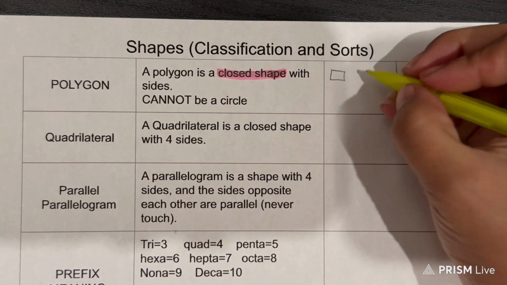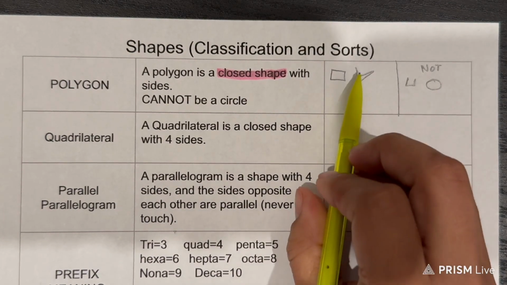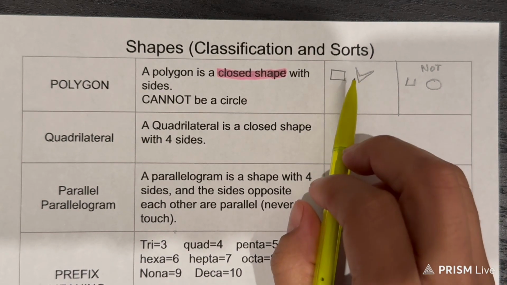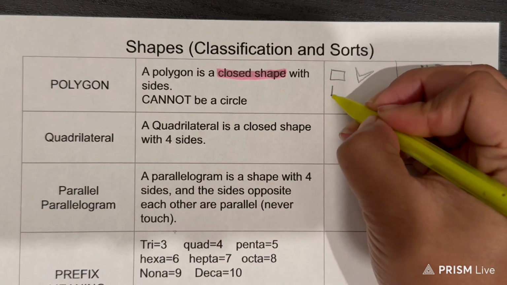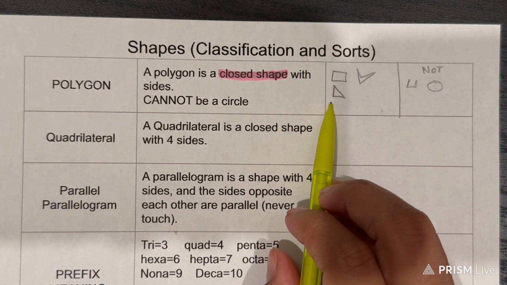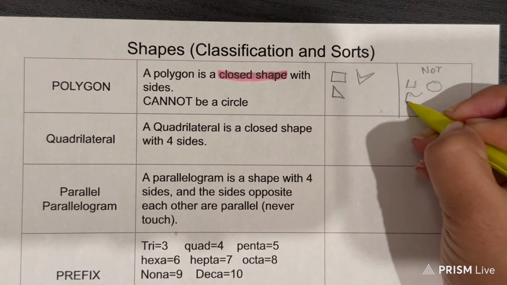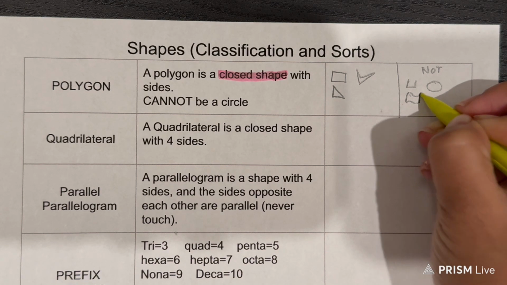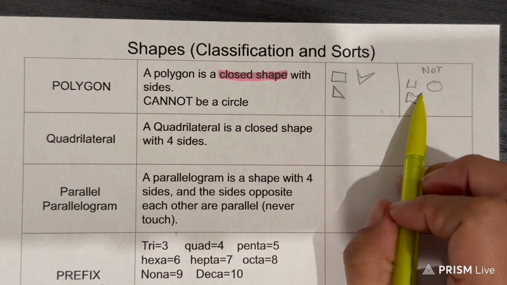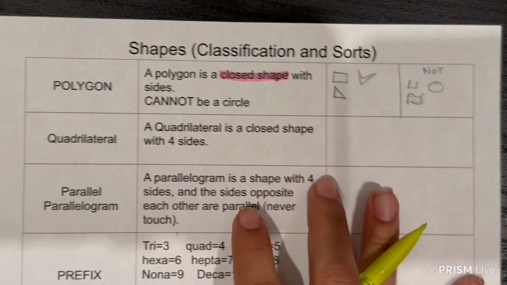So even if I go like this, that's a closed shape. That's a polygon. It is a shape. All of the sides are closed. And I can even do this. That's a polygon. That's a shape. It would not look like this. Even though this is closed, it doesn't have straight lines. So this right here is curved. It would not count as a polygon.